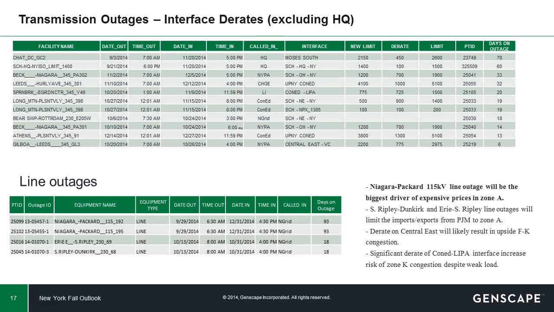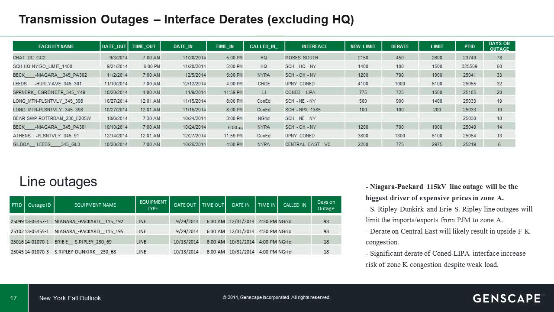We do have some Beck to Niagara outages, so that will derate some of those Ontario imports. However, again, we do expect them to be strong while the interface is not derated. And then Athens, Pleasant Valley, a 13-day outage there. That will likely drive some Pleasant Valley area congestion. We saw that quite a bit this summer. So just some outages to be watching.